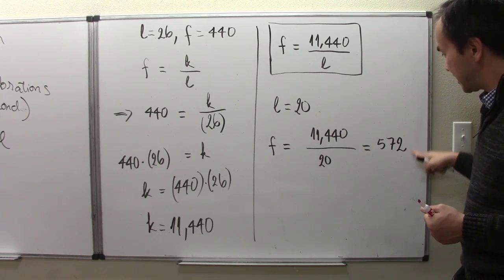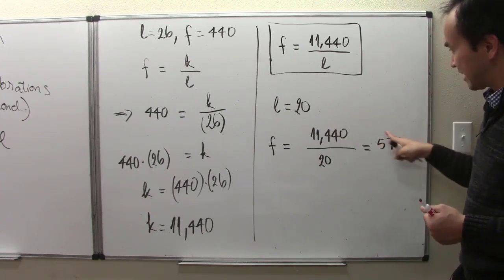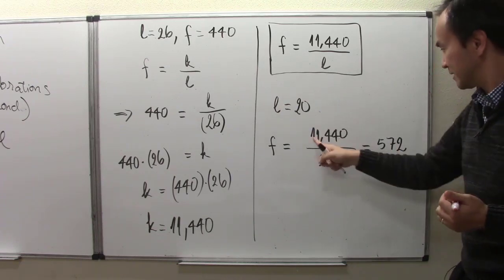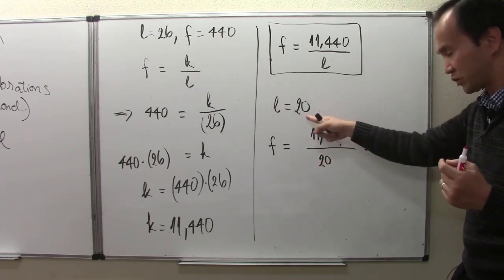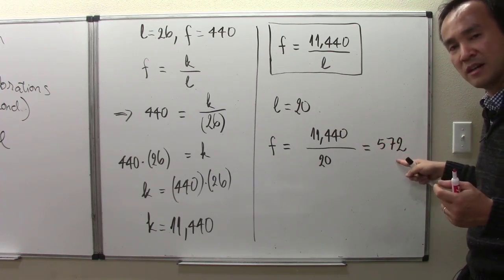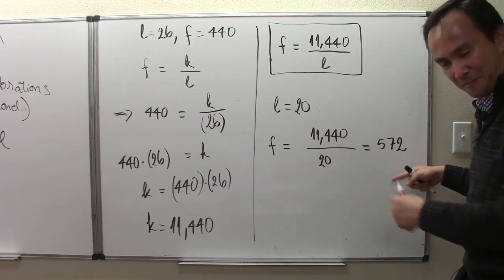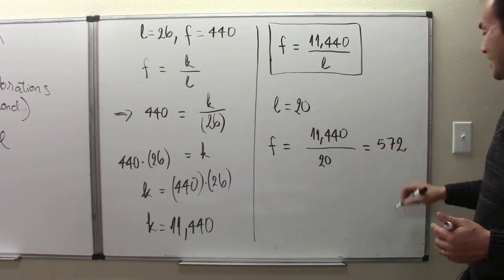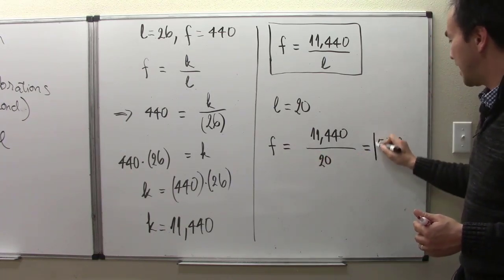And so what it says now is that a guitar string with a length of 20 inches will vibrate 572 vibrations per second. And so we have now found that final value.